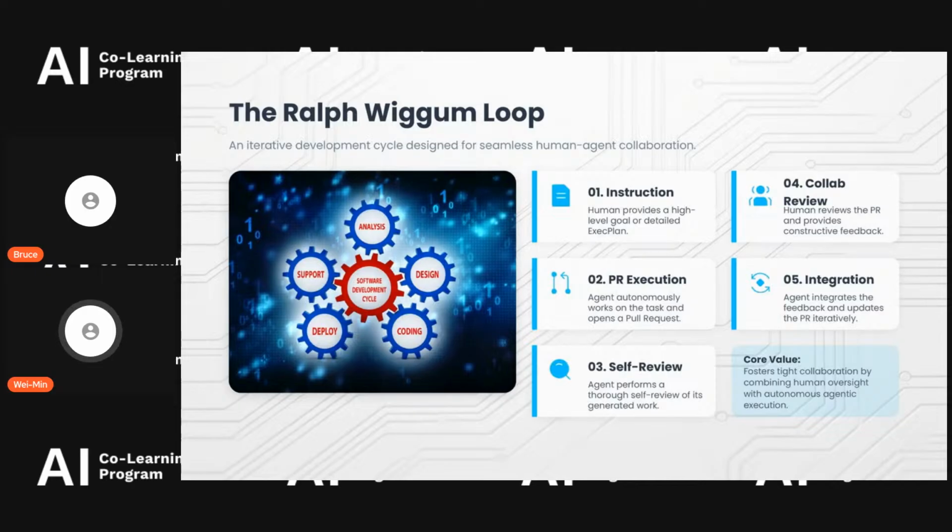For this type of process of designing and developing the agent, there is a mechanism that can be followed, called the Ralph Wiggum loop. It's an iterative development cycle designed for seamless human-agent collaboration.